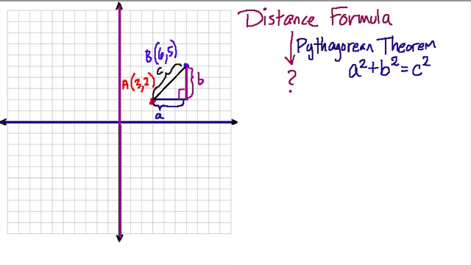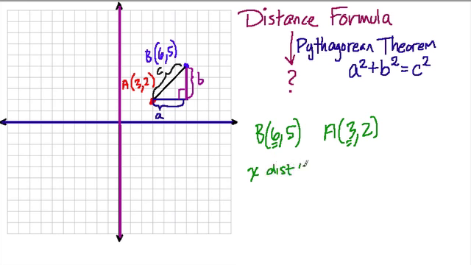How far apart are these two points? Well, let's use the Pythagorean theorem. How far apart are B and A? Let's write them over here. We have B, which is (6, 5), and A, which is (3, 2). How far apart are they on the x-axis? That's the a distance, first of all, so that's the x distance. I'm going to compare these two values. How do you find how far two points are on a line like that? Well, you subtract, right? So the x distance is equal to 6 minus 3, or 3.